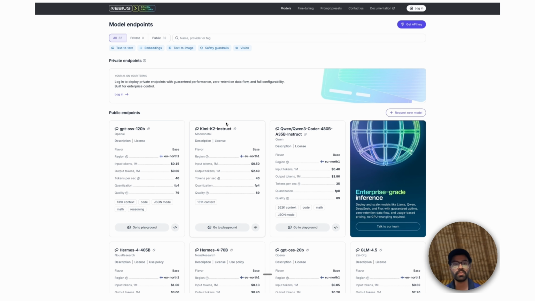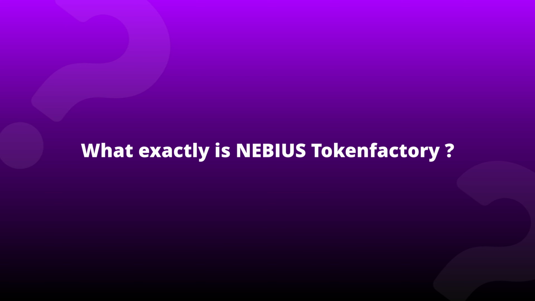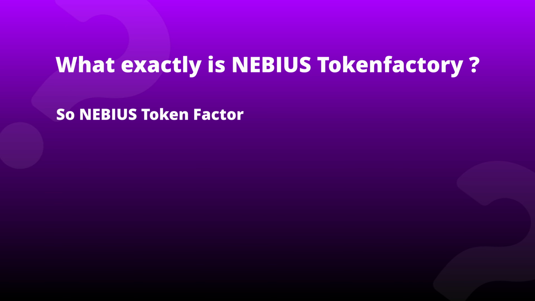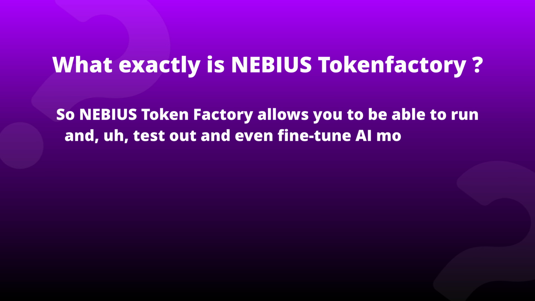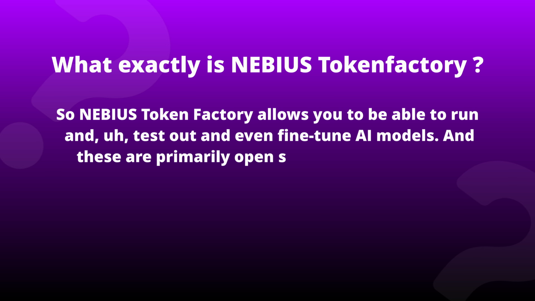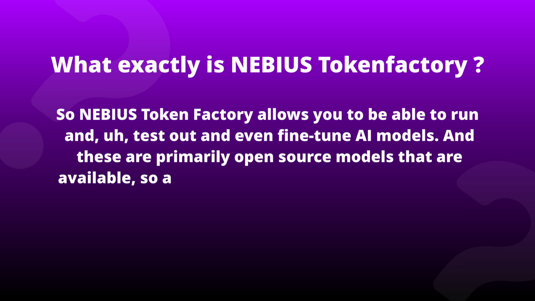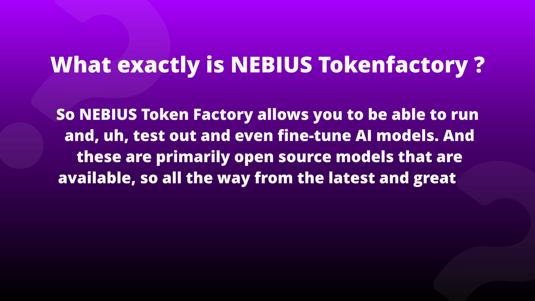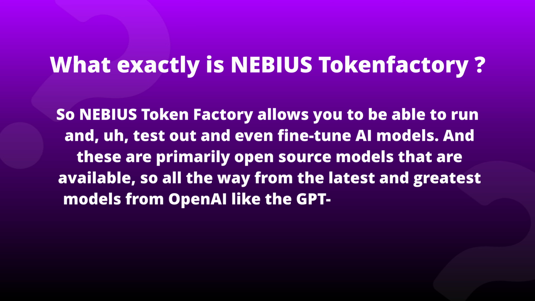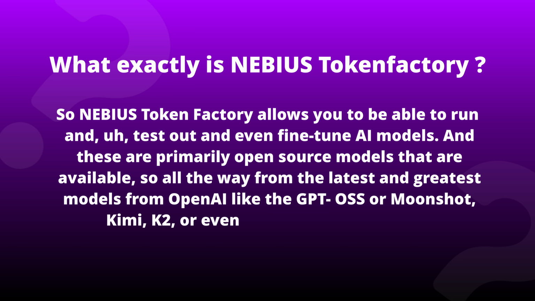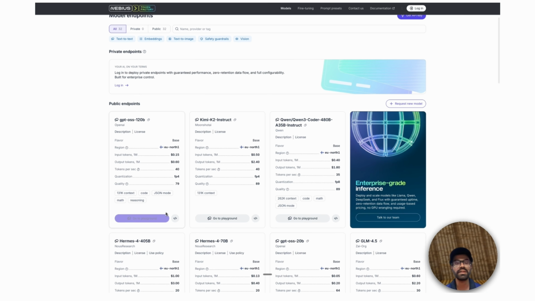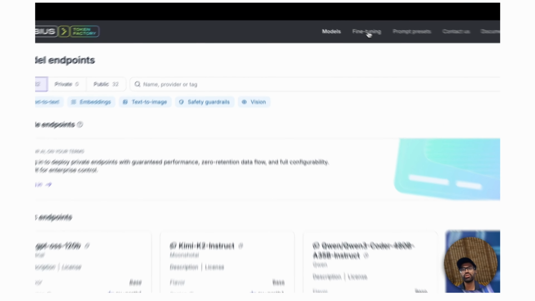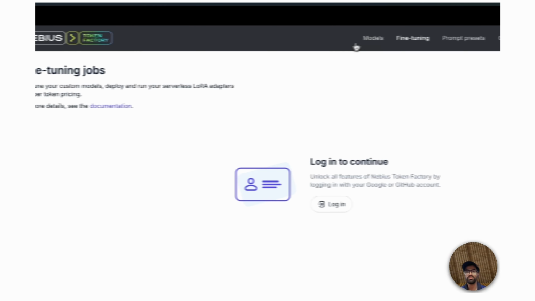Now, if you are not aware of what exactly the Nebius Token Factory is, it allows you to run, test out, and even fine-tune AI models. These are primarily open source models. So all the way from the latest and greatest models from OpenAI like GPT-OSS, or Moonshot's Kimi K2, or even the Qwen set of models, you can find all of them, and there is a ready-made playground where you can go and test these out as well. If you want to fine-tune your own models, you can do that as well.